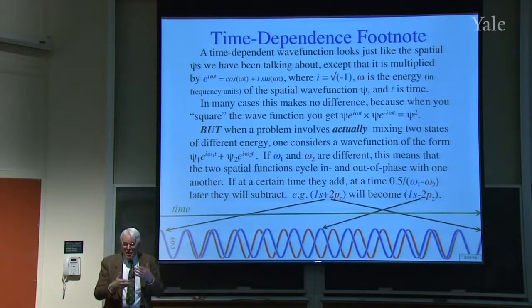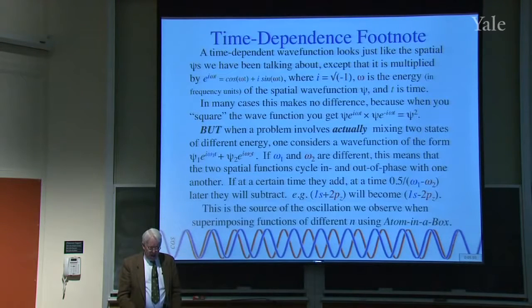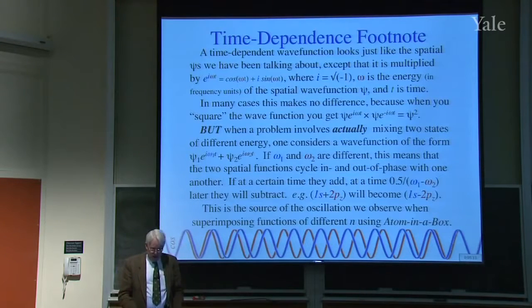So you can get an absorption or indeed an emission of light, the interaction with light and the things, because of this time dependence. But again, this is not really our business, and you'll see that later. So this is the source of the oscillation we observe when superimposing functions of different n using atom in a box, different energies. So that thing going up and down over there.